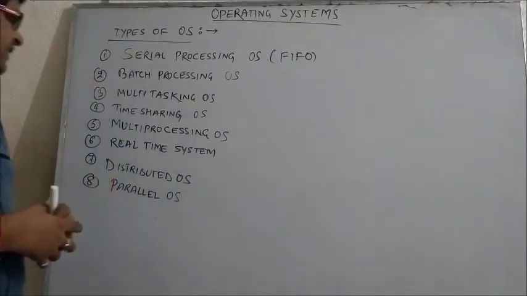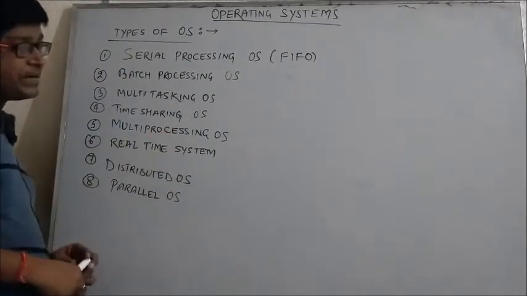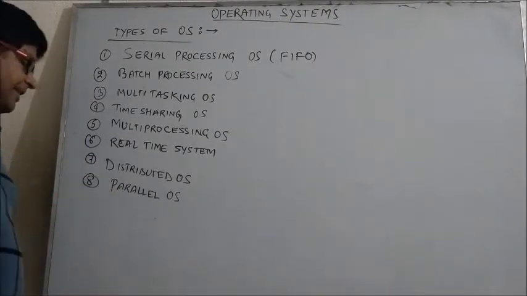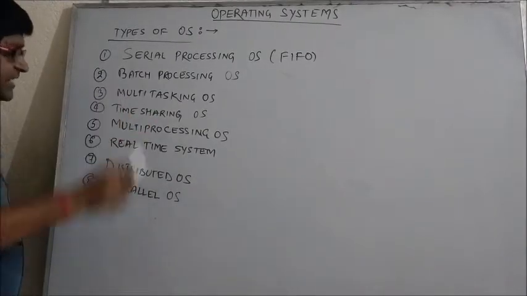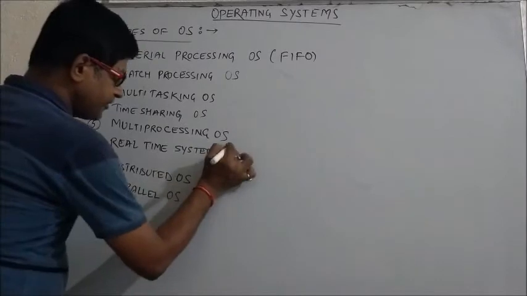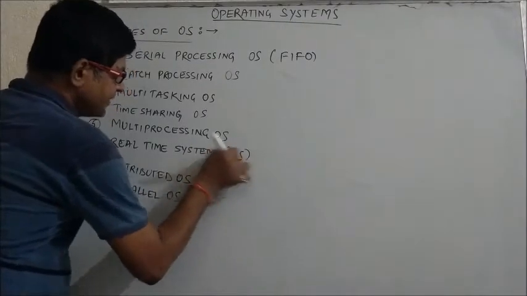So that operating system is known as a multi-processing system. Multi-processing means multiple processors, right? Next one is your real-time system, real-time operating system. Here please take note of that. Real-time system means real-time operating system.